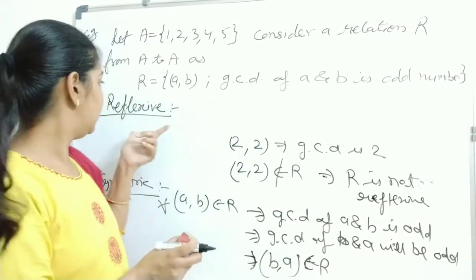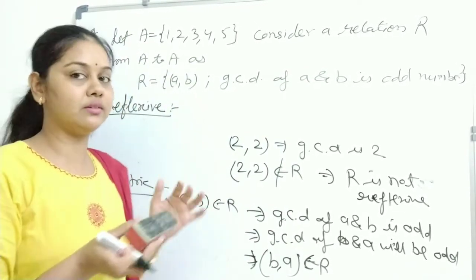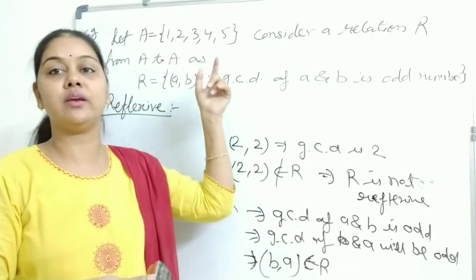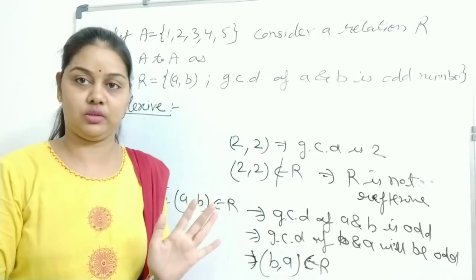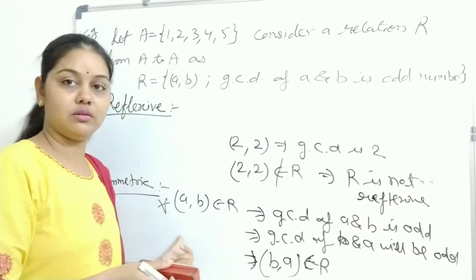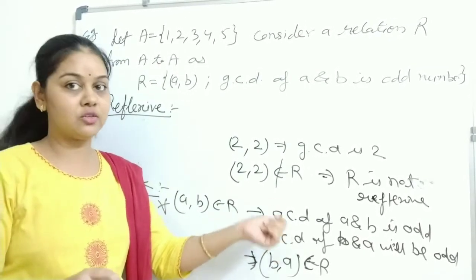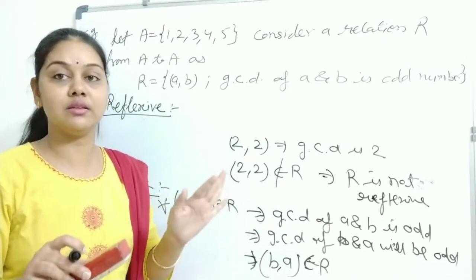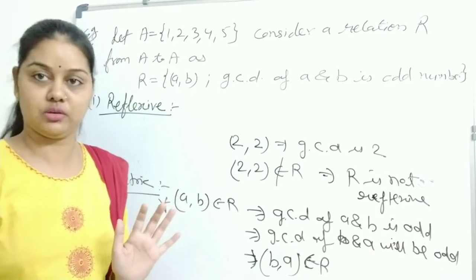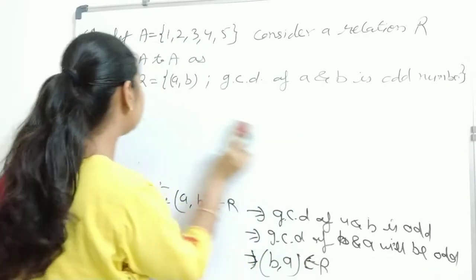Remember that reflexive is checked for every element, and symmetric and transitive are checked only for those elements which satisfy the condition of the relation. It means I cannot say 2 and 4, because the greatest common divisor of 2 and 4 is 2, which is an even number, so that is not an element of this relation. Now check the third one, that is transitive.